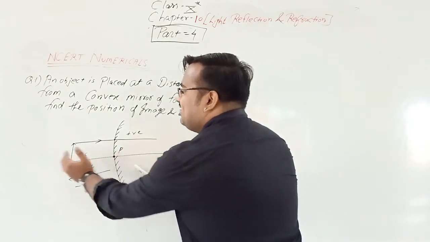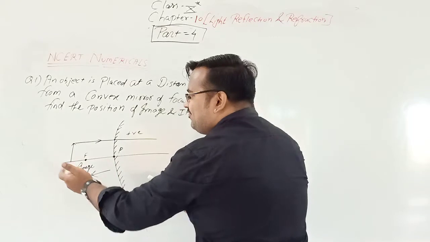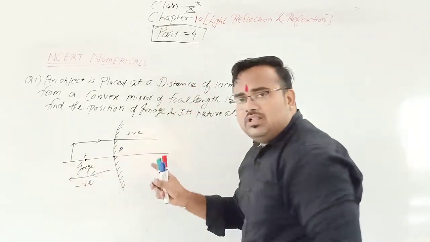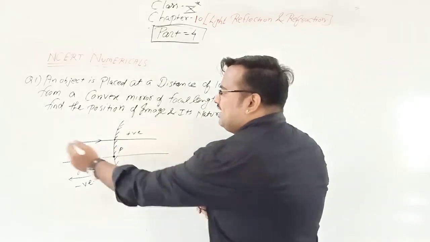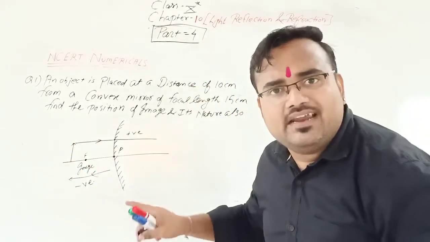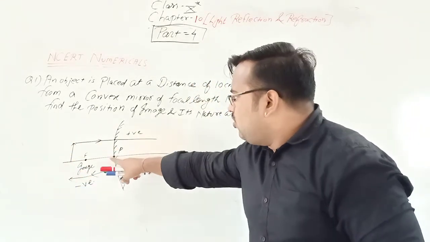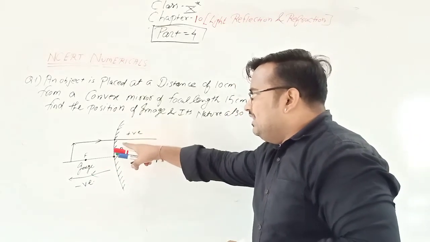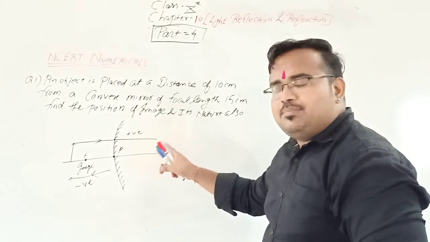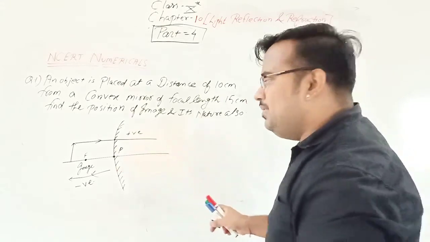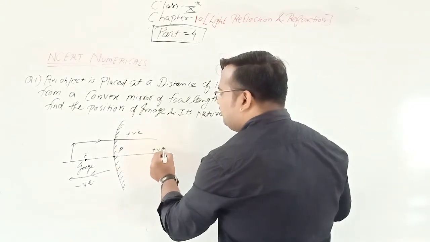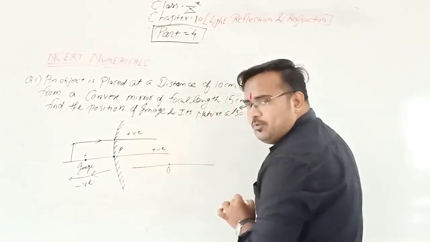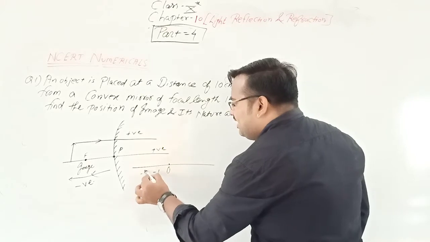So the sign convention for this is all the distances to the front side of the mirror, or we can say the left side of the mirror, would be negative. And all the distances in the opposite side of the mirror, that means the back side of the mirror, behind the mirror, would be positive.